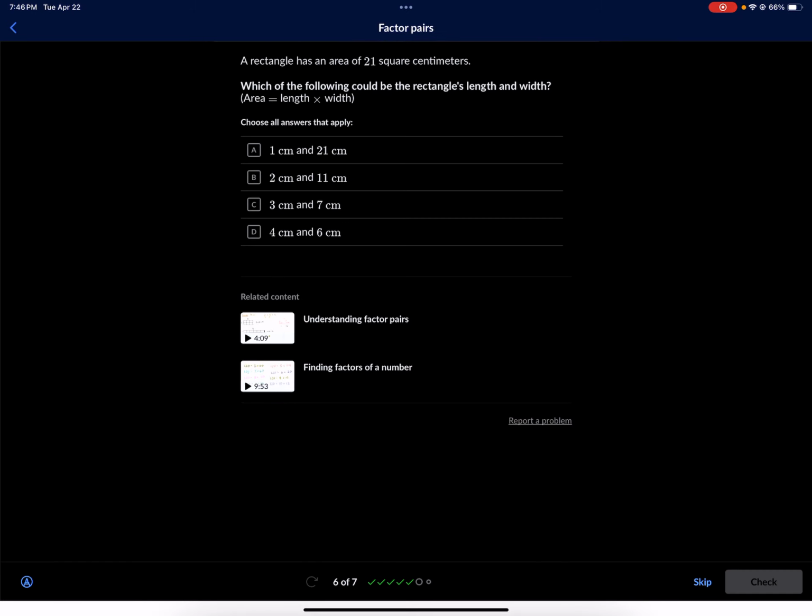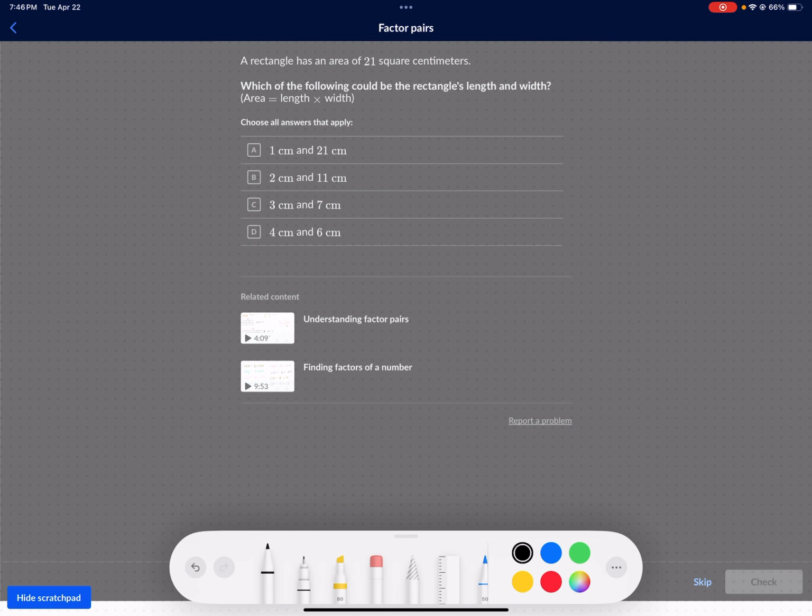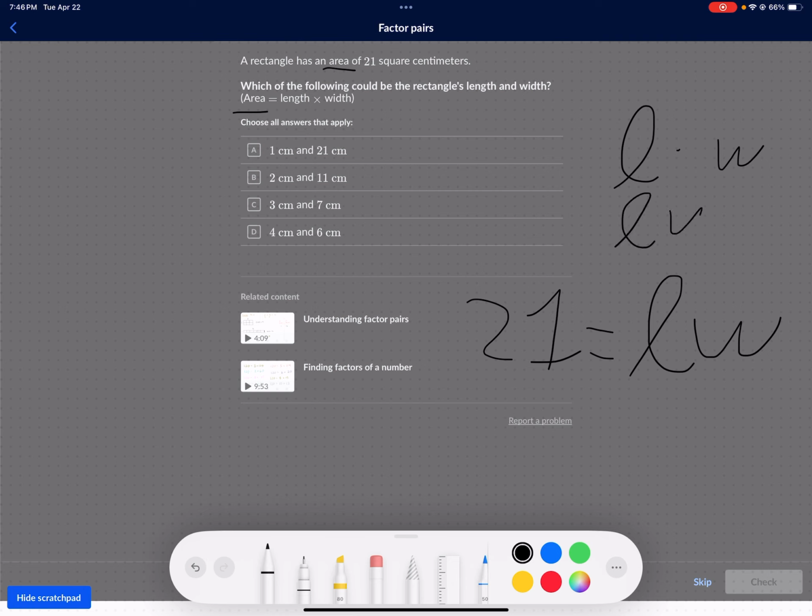Okay, next problem. A rectangle has an area of 21 square centimeters. Which of the following could be the rectangle's length and width? Okay, so same idea here. We're looking for two numbers that multiply to 21. So we have an area of 21, so we'll plug and chug, area equals length times width. And notice how I'm doing LW because it can be interchangeable. It really doesn't matter. For this tutorial, I will use that.